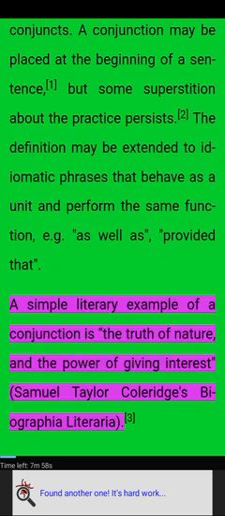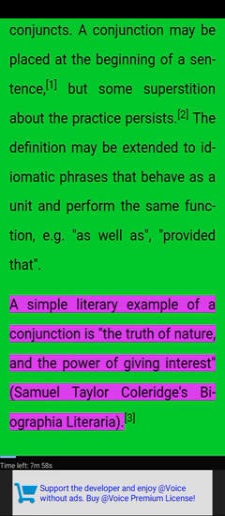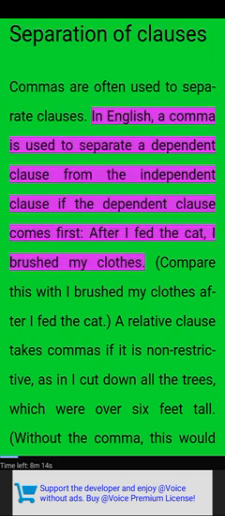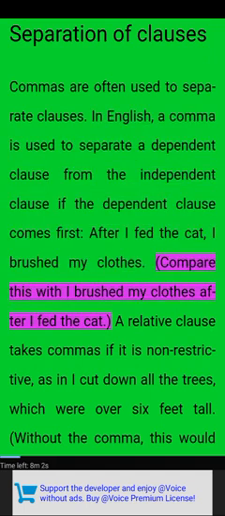A simple literary example of a conjunction is The Truth of Nature and the Power of Giving Interest, Samuel Taylor Coleridge's Biographia Literaria. 3. Separation of clauses. Commas are often used to separate clauses. In English, a comma is used to separate a dependent clause from the independent clause if the dependent clause comes first. After I fed the cat, I brushed my clothes. Compare this with I brushed my clothes after I fed the cat.